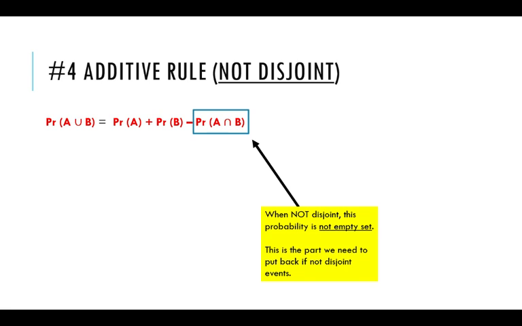But now, gang, we're going under the assumption of not disjoint events. So if they're not disjoint events, then I do have overlap, and this is no longer the empty set. So as the note in yellow says, this part in blue, it's not the empty set anymore. It's going to have something in it. This is the part we need to put back because now we have not disjoint events.